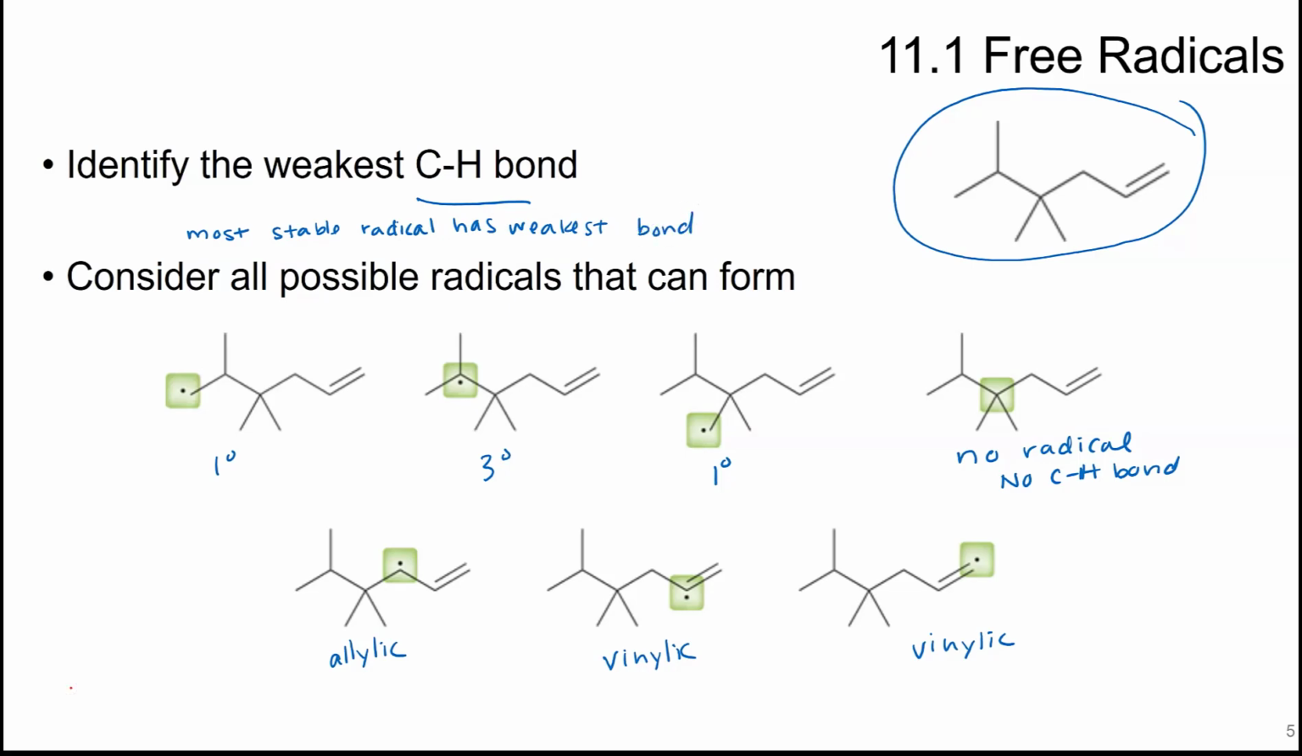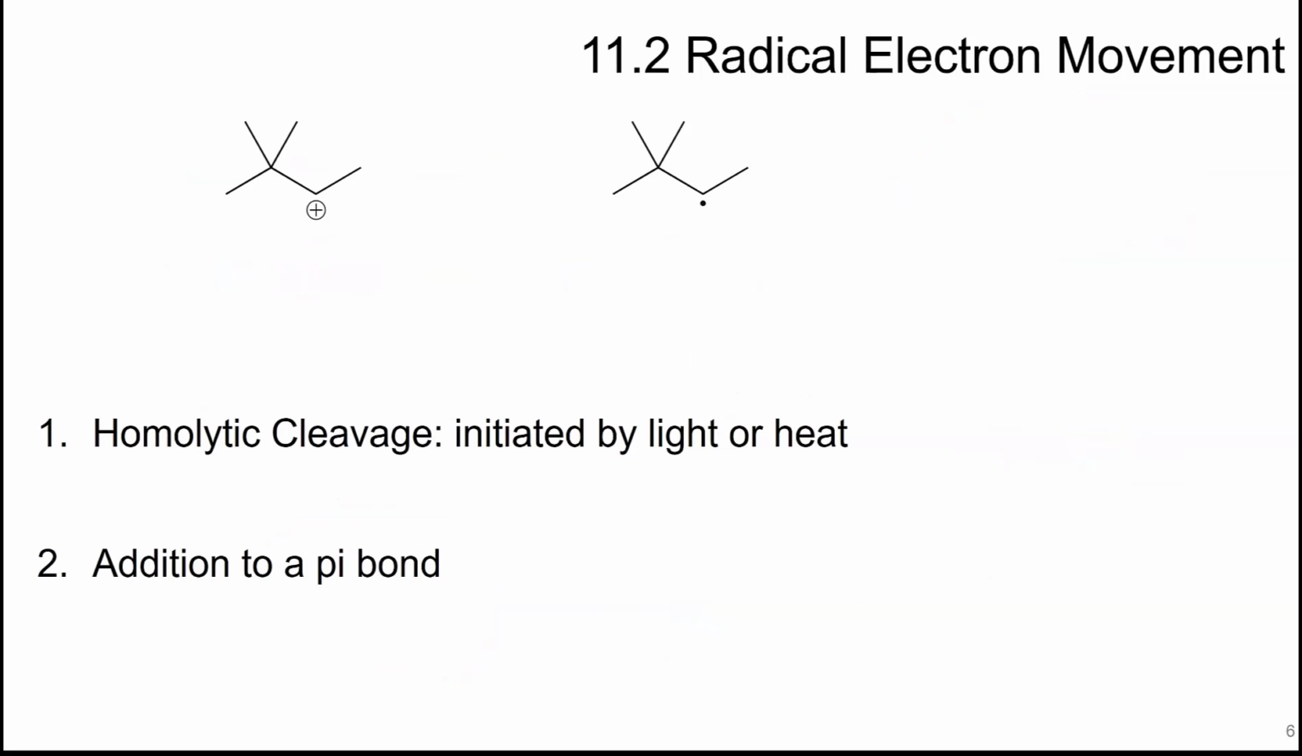So our most stable one is going to be the allylic one. The most stable radical has the weakest bond. So the allylic has the most stable radical, that will be the weakest bond. You remember when we had formed carbocations, we could rearrange here to form a more stable one. Radicals do not rearrange.